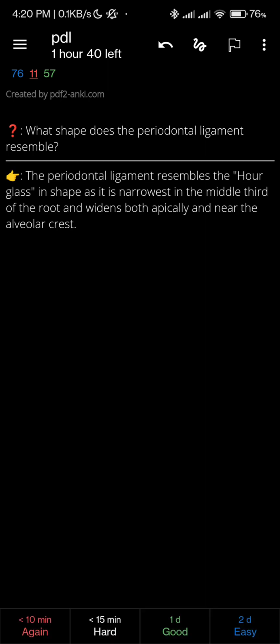What shape does the periodontal ligament resemble? The periodontal ligament resembles the shape of an hourglass, which is thinnest or narrowest at the middle third of the root and widening both apically and towards the alveolar crest.